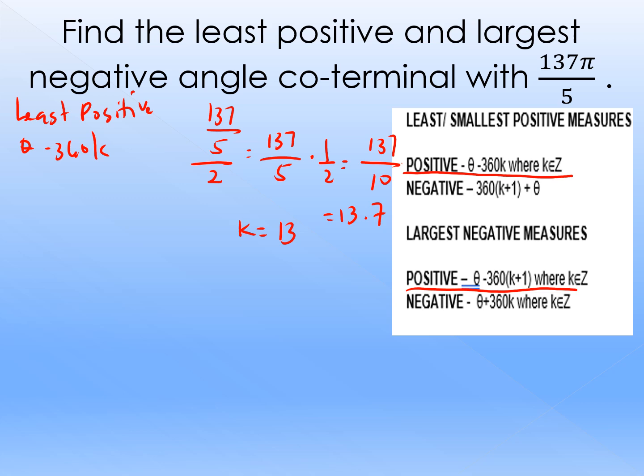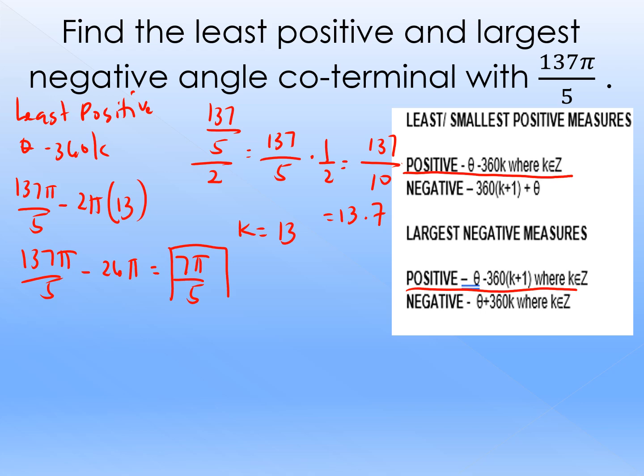So instead of writing theta, we're going to write 137 pi over 5 minus, instead of writing 360, we're going to write 2 pi. Why? Because the given angle measure is in radian measure. So we're going to write 2 pi times your k, which is equal to 13. So 137 pi over 5 minus 26 pi, and that's equal to 7 pi over 5. So therefore, the least positive measure coterminal with 137 pi over 5 is 7 pi over 5. For largest negative, we will just simply use the formula.